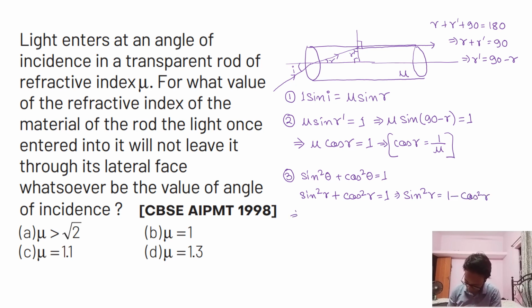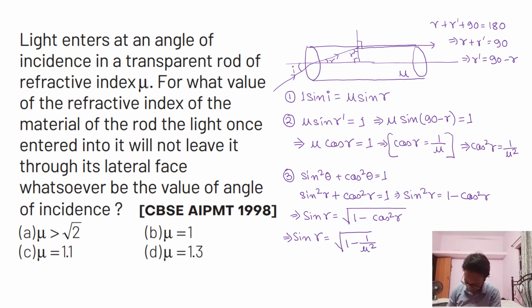Okay, or sin r is equal to the square root of 1 minus cos² r. What is r? cos r is 1 by mu. What is cos² r? cos² r is equal to 1² by mu². So sin r is equal to the square root of 1 minus 1 by mu².